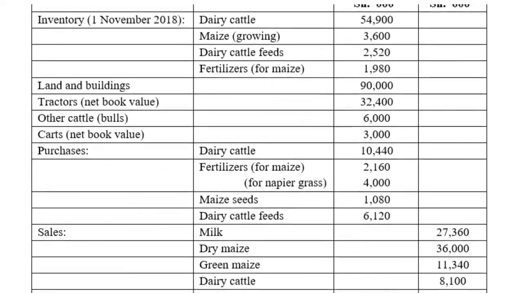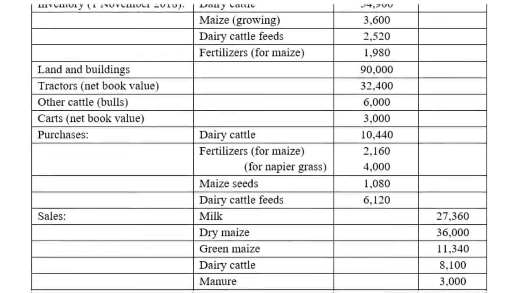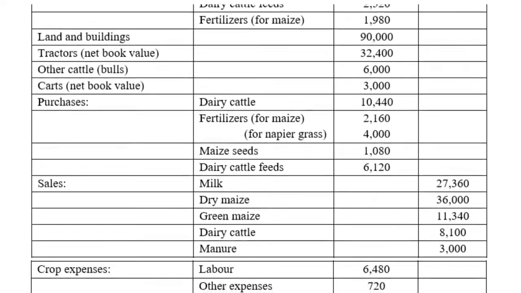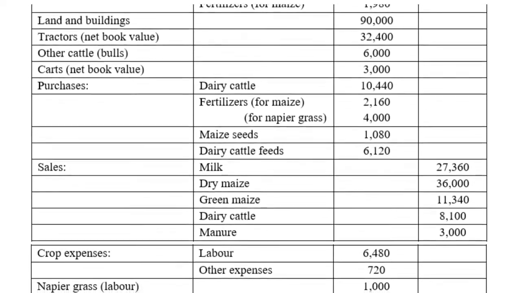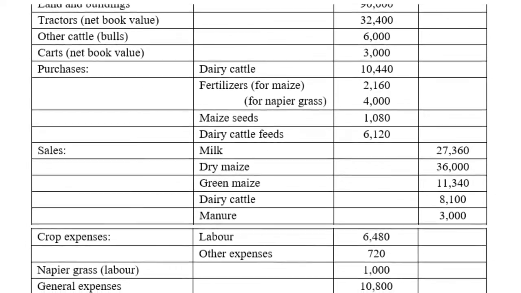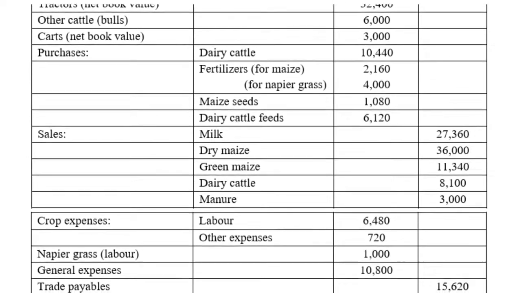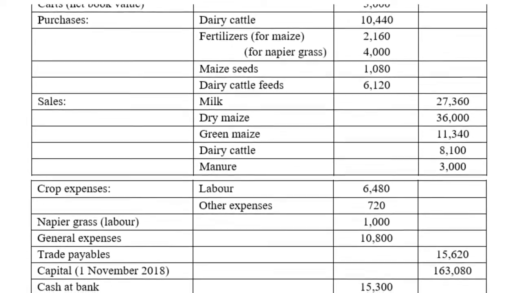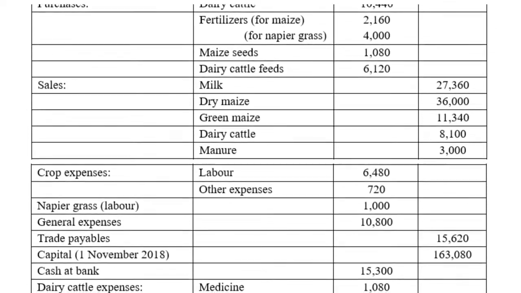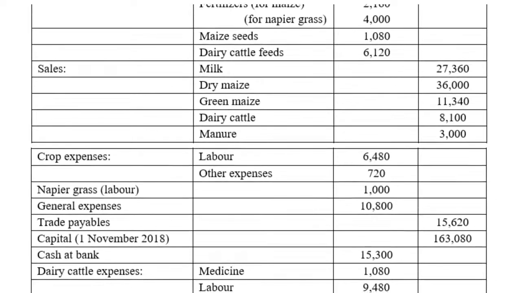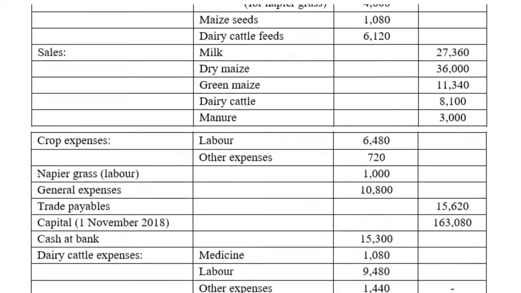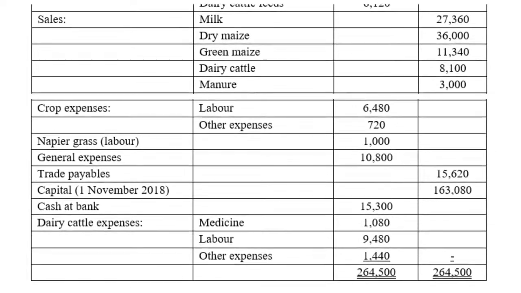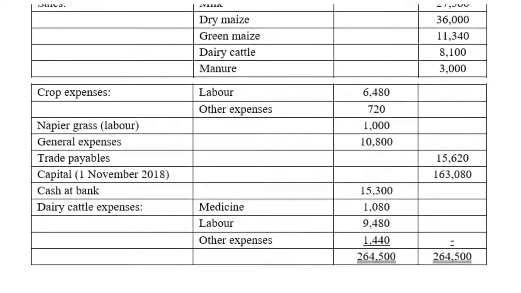We have sales for milk, dry maize, green maize, dairy cattle, manure, and then we have crop expenses which include labor and other expenses, napier grass, labor. We have the general expenses. Then we have trade payables. We have capital as at 1st November 2018, cash at bank, and then we have dairy cattle expenses which include manure, medicine, labor, other expenses.